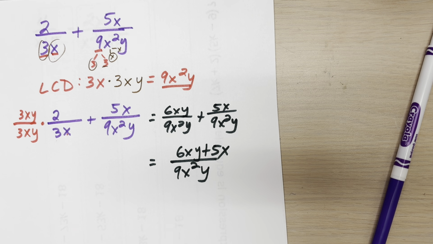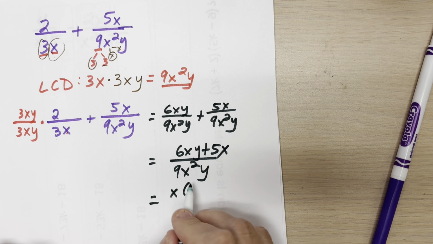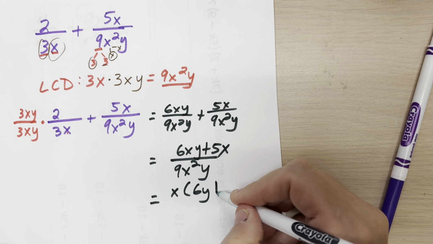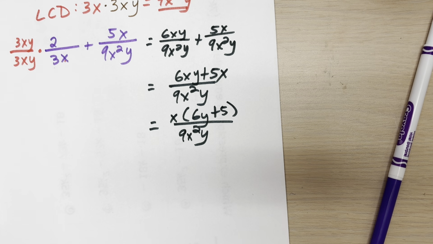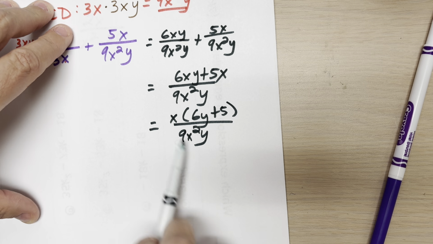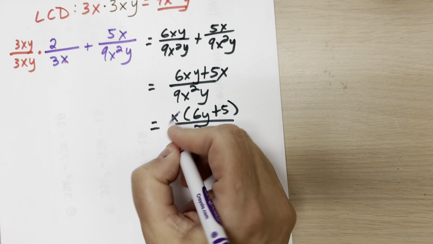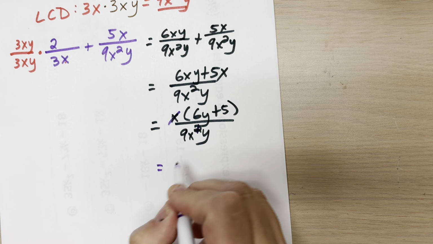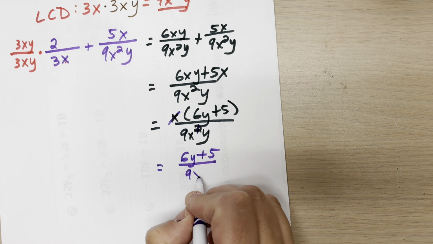The only other thing that I would suggest you do is to factor an x out. So we've got x times 6y plus 5 over the 9x squared y. You always want to factor these things because sometimes things will cancel out. I have a monomial over a monomial, so I can simplify with this x over x squared. That's going to go, and that turns into x to the first. This leaves me with 6y plus 5 over 9xy.